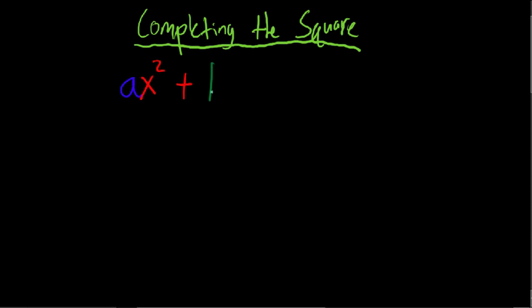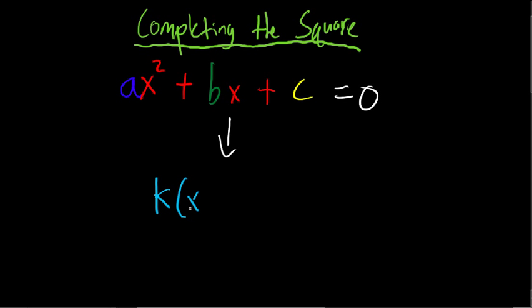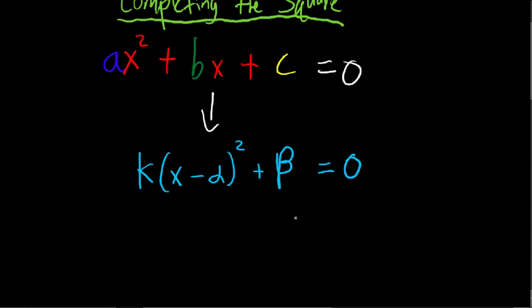What you're doing when you complete the square is a little bit like factoring. You're going to take the general form of a quadratic equation, like ax squared plus bx plus c, and then you're going to put it into a new form. The new form looks like this. It's going to be some constant k times (x minus alpha) squared plus something else, beta, equals 0. That's pretty much what you're trying to do. As you can see, it'd be pretty easy to solve for x when it's in this form. This is called vertex form, by the way.